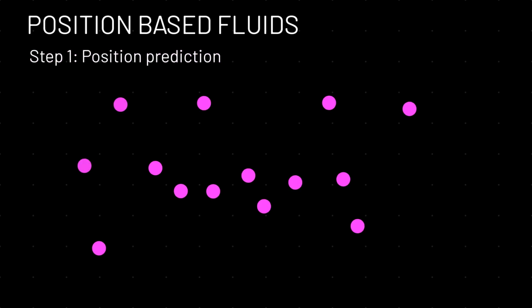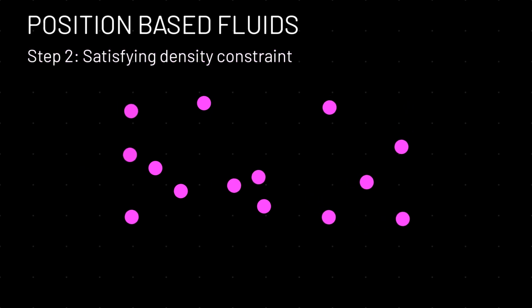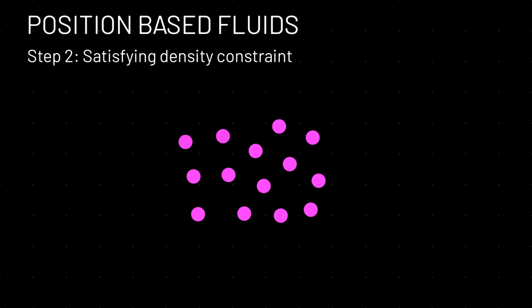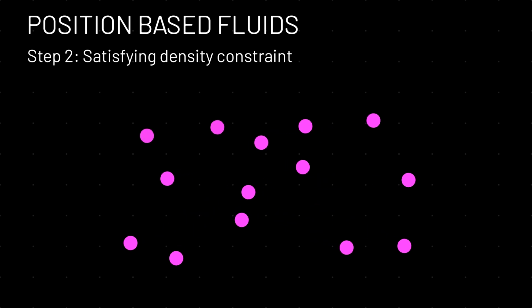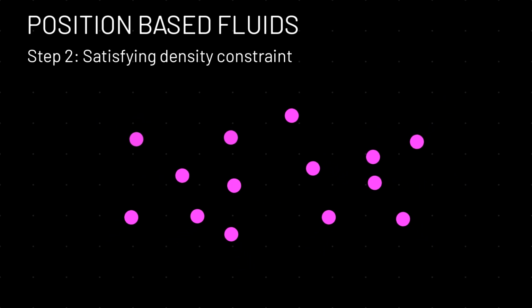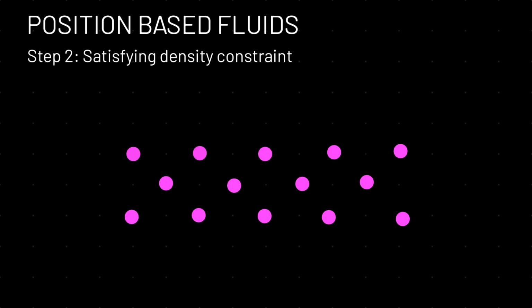Position-based fluid simulation involves 3 steps in each update loop. First, we predict a temporary particle position given its velocity. Then in the second step, we ensure that particles reach a target density so that they are packed closely enough to resemble a fluid. If particles are too close, they are compressed. If too far apart, they are too sparse. We iteratively make small corrections to each particle's temporary position to satisfy the density constraint.